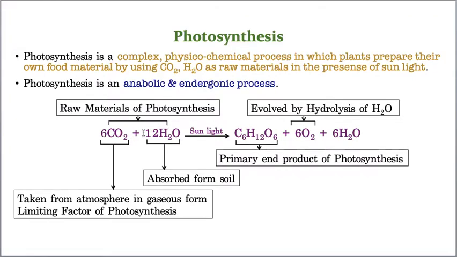In this equation, what is there? 6CO2 plus 12H2O. Now 6CO2 and 12H2O are both the raw materials of photosynthesis. That means they are the basic molecules which participate in photosynthesis. With the help of these two molecules only, the plant can prepare its own food material. So these two are called raw materials. For example, if you felt like having some roti today, what is the raw material? Atta. That means the wheat flour is the raw material.